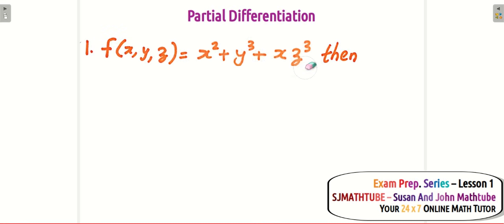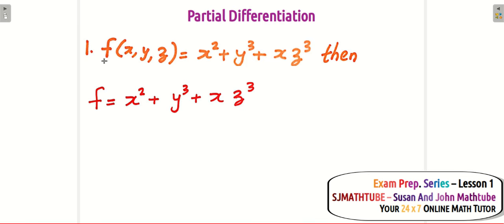So let's start with an example. Let's say f is a multivariable function, and it's in 3 variables x, y, and z, and the function is given by x squared plus y cubed plus x into z cubed. Then let's try to find the partial derivatives.